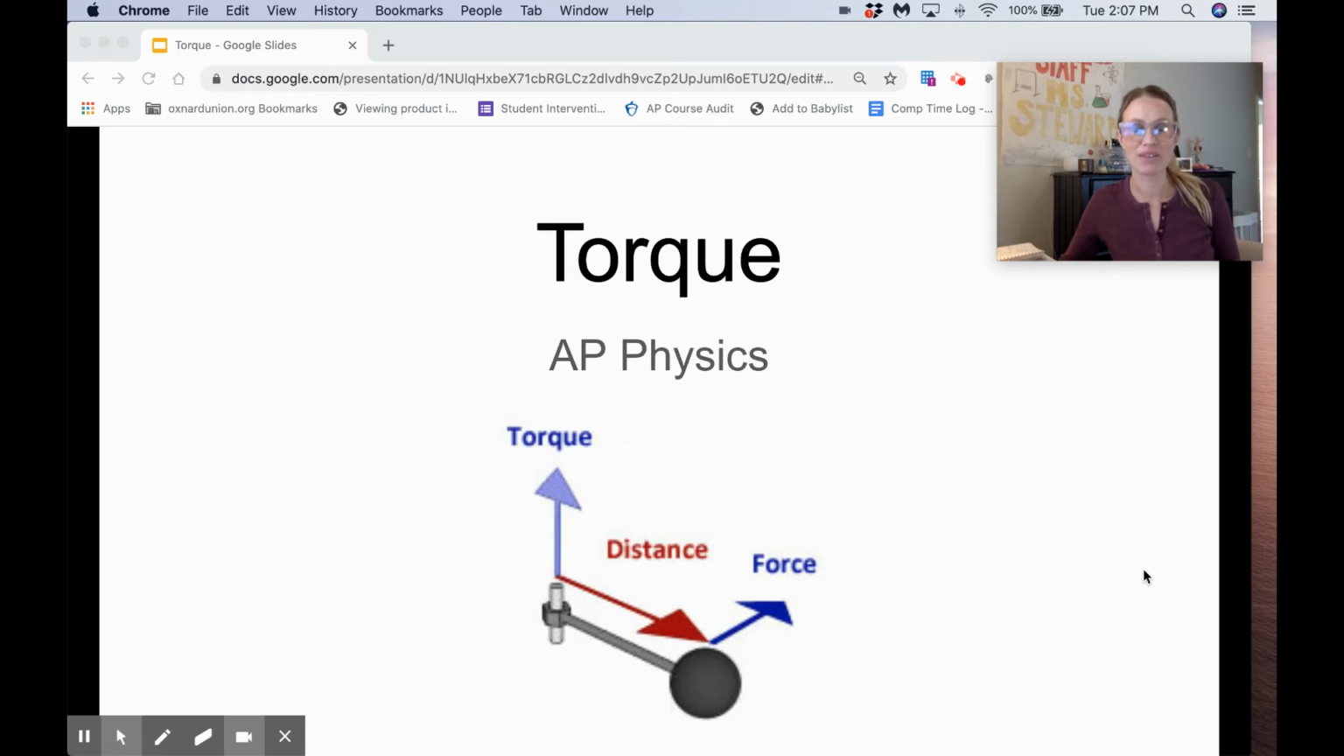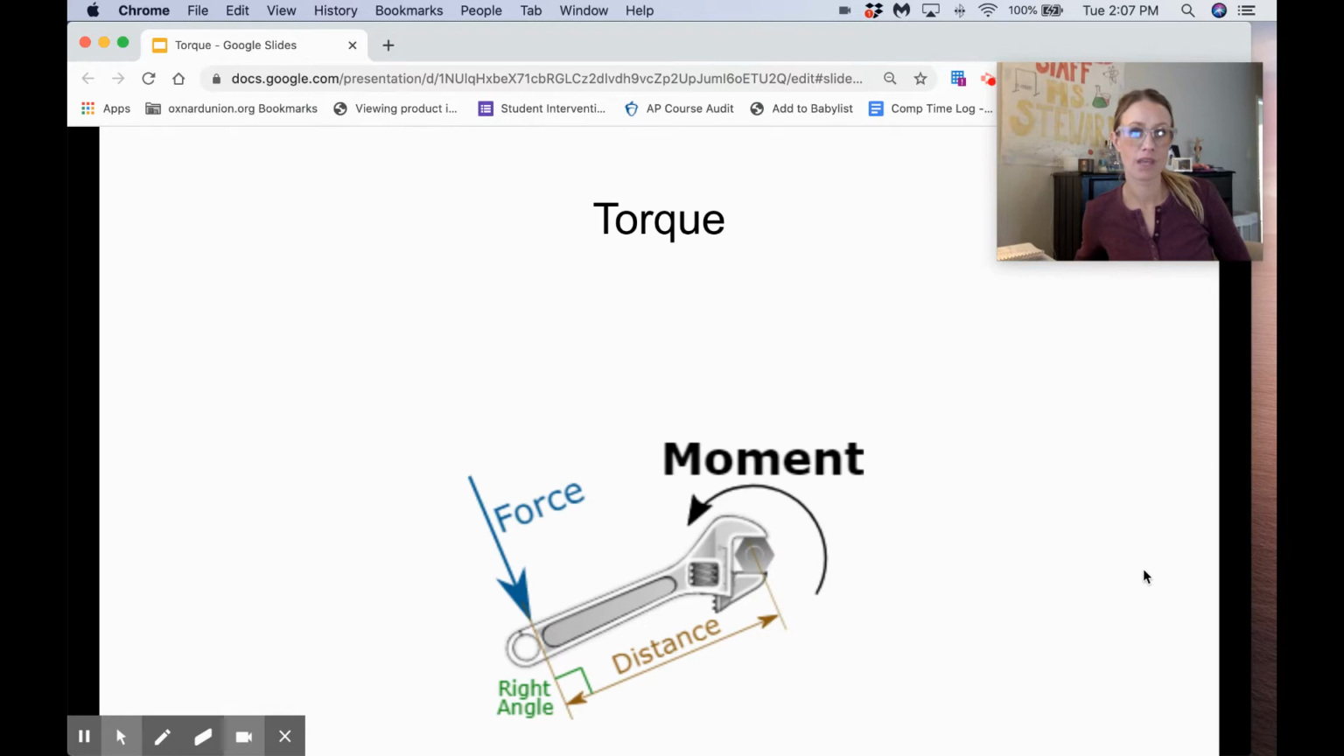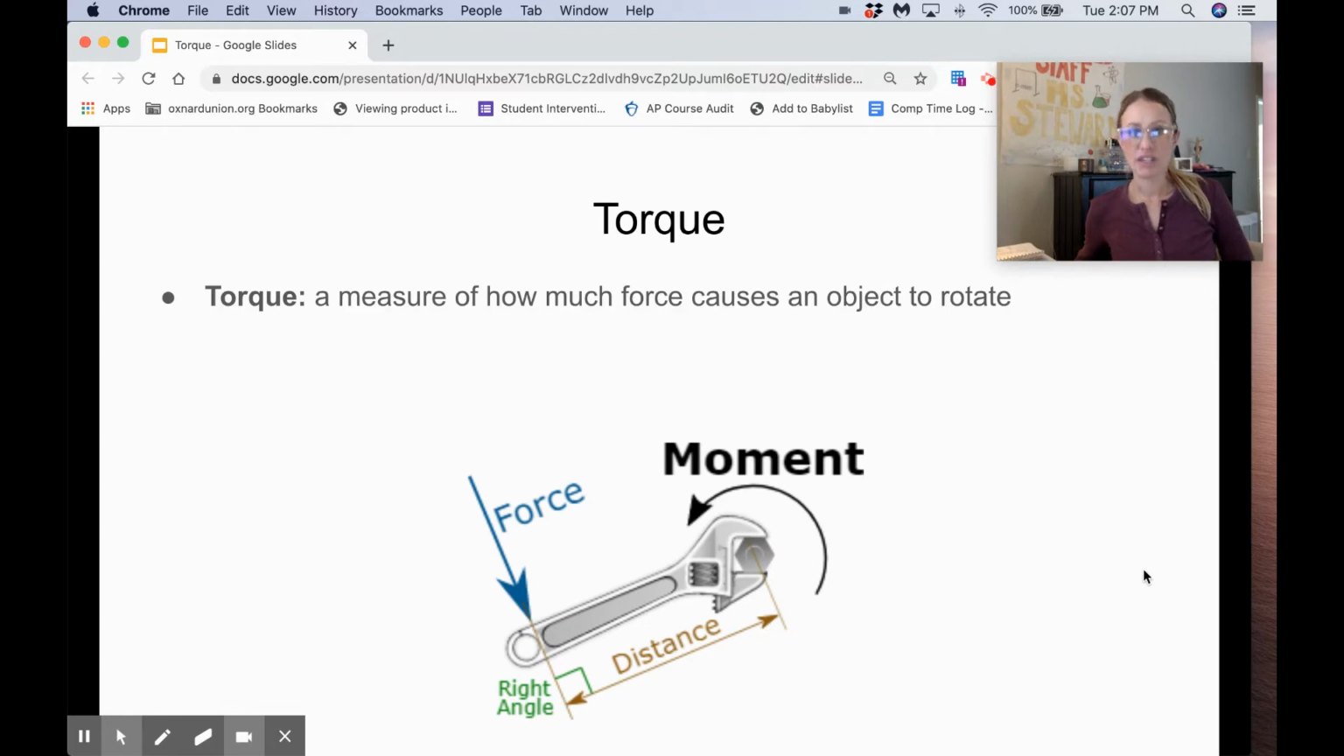Hi everyone. So this video is going to be about torque. The definition of torque is just a measure of how much force causes an object to rotate. So this is kind of like the rotational analog of force. Remember how we talked about how there's analogs between linear variables and rotational variables? This is rotation's force, torque.